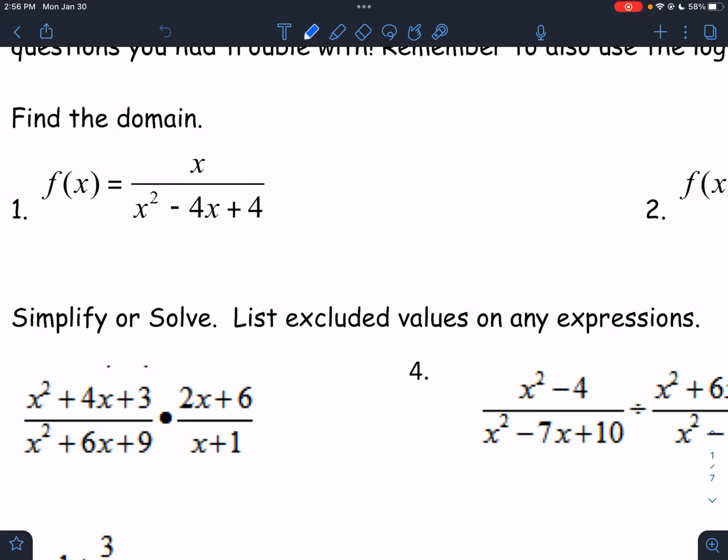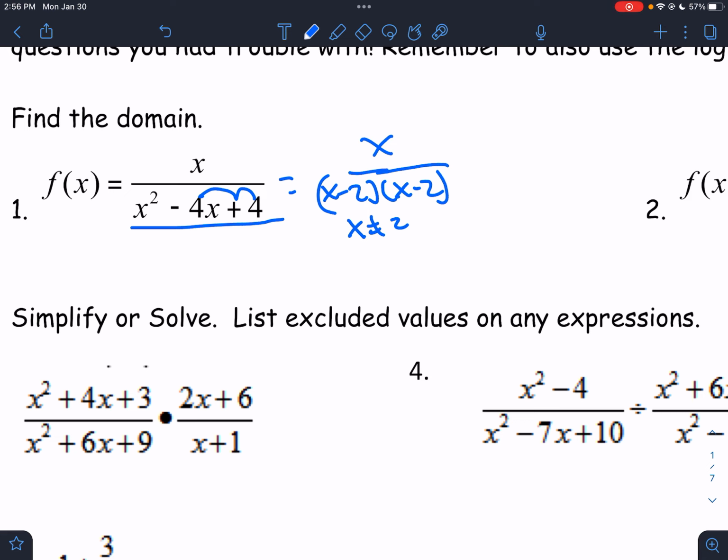In order to find the domain, we need to know what values x cannot be. We're going to be doing a lot of factoring, guys. You have to factor these things. Like here, we have to factor the bottom before we know what's going on. We know this is x. What factors of 4 add up to -4? It's going to be -2 and -2. So we know that x cannot equal 2 because that makes the bottom 0. Anything that makes the denominator 0 makes a vertical asymptote at that place.